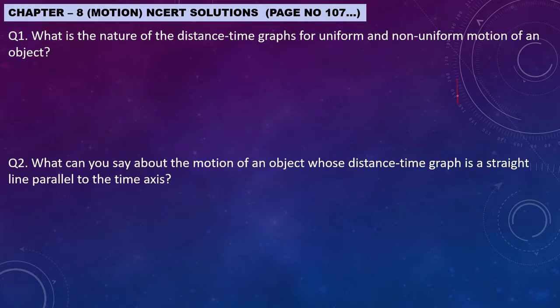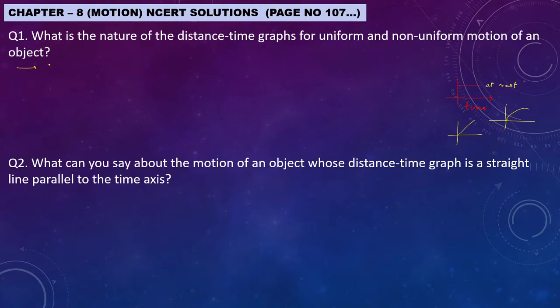We know if in a distance time graph the line is a straight line parallel to the time axis, then definitely it is at rest, correct? And if the line is a curve, any curve, then definitely it is non-uniform motion. And the third one, if the line is a straight line, then it is uniform motion. Okay, so the same we will write over here also.